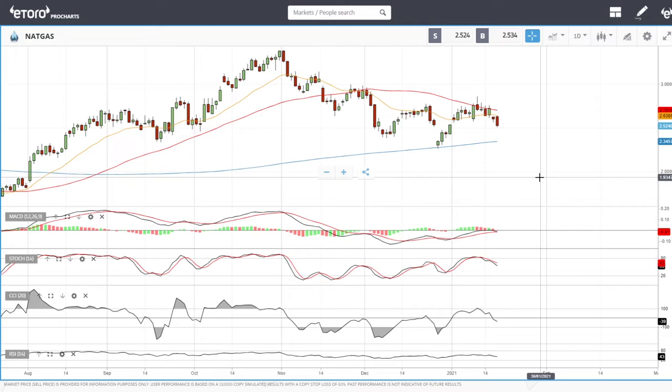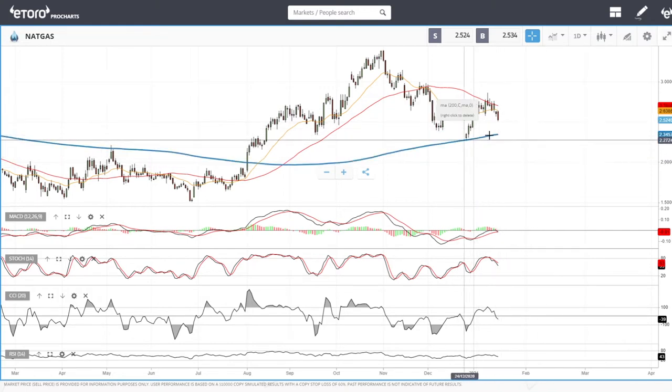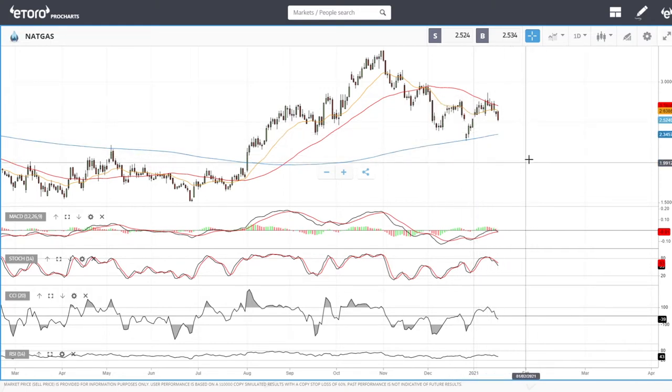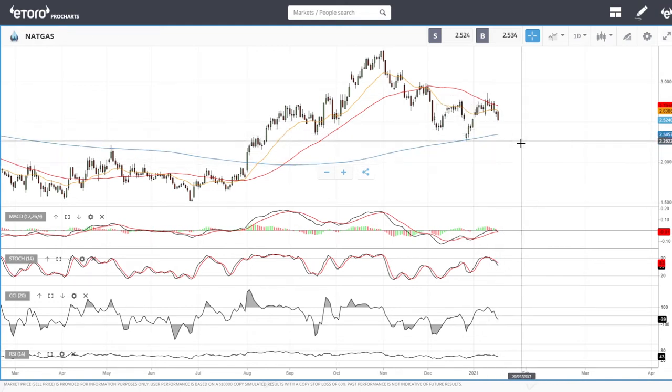If the 200 moving average breaks, that opens the door all the way down to $2 for natural gas. So keep an eye out. If this breaks, then we're going all the way down to two. I have no interest in buying this whatsoever at this point. If it breaks the 200 moving average, I'll probably start shorting this.